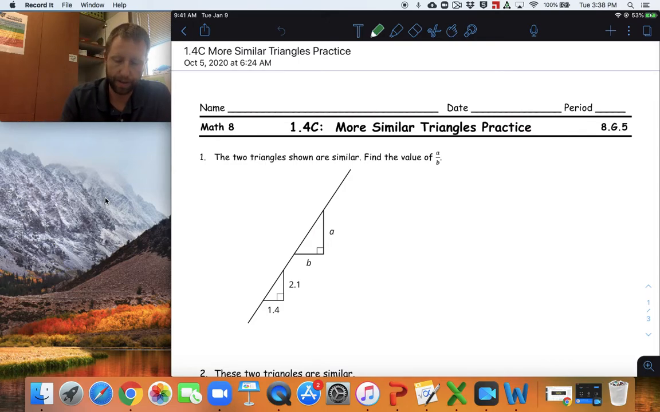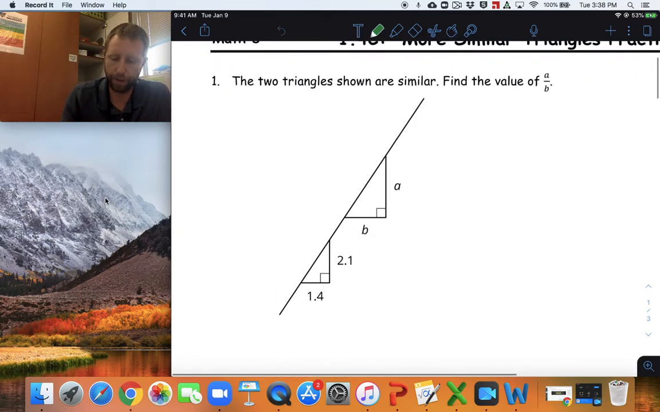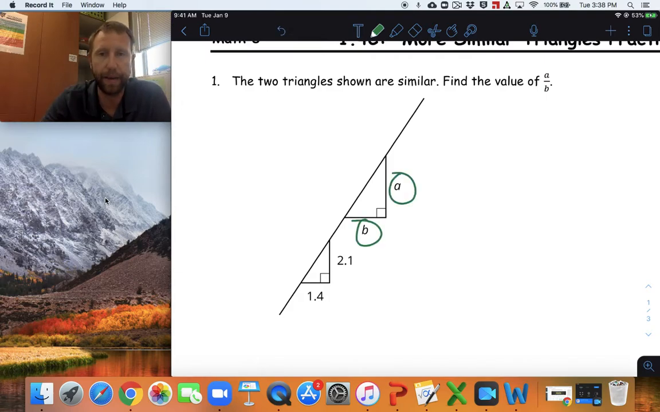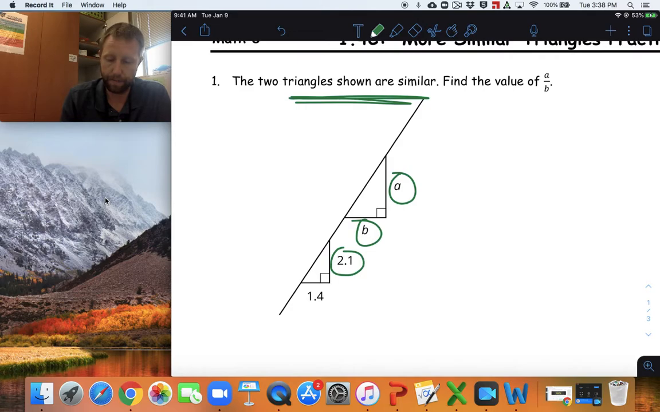Okay. Well, I notice for these two triangles, I don't know A or B. However, because it says that the two triangles shown are similar, and we just learned from the notes section that the ratio of the sides being divided by one another will be the same for all of those corresponding sides, I can see here that side A corresponds to this side 2.1. I can see that side B corresponds to this 1.4.